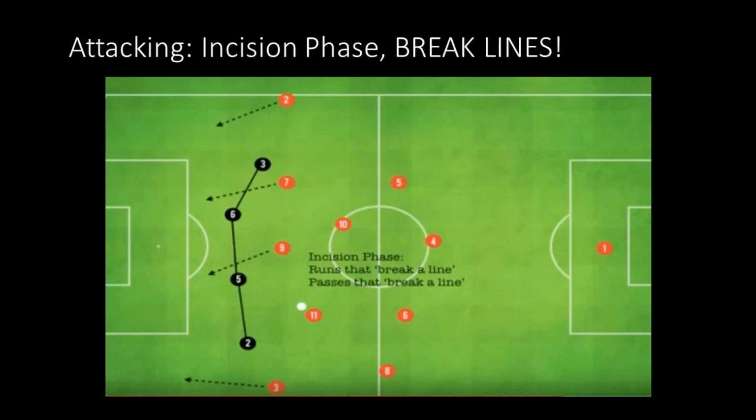We train those types of runs so we can make that combination play. Maybe 11 plays it to 8, who's in behind them. Maybe 11 plays it to 7, that's in behind them. Maybe 11 plays it to 3 to get in behind them, closer to goal. We like to tell people also, get closer to the end line as much as you can when you attack. Why?